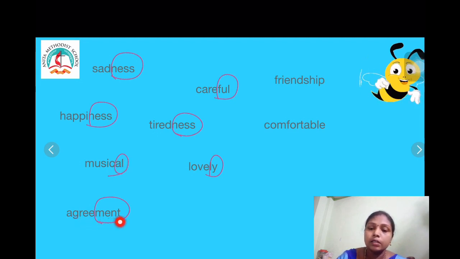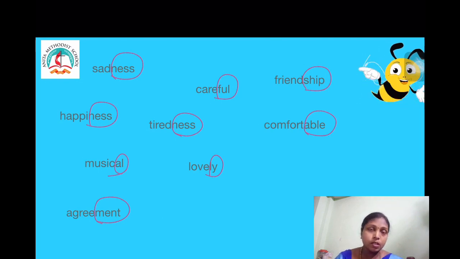AL is the suffix. Agreement. Agree is the root word. MENT is the suffix. Careful. FUL is the suffix. Tiredness. Lovely. LY is the suffix. Next one, friendship, comfortable. Can you identify the suffix here? Yes. Ship is a suffix and able is also a suffix.